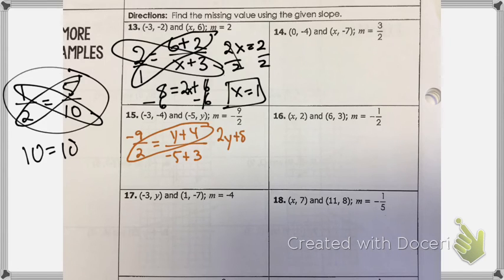So I'm going to do cross products, and I get 2y plus 8 equals 18. Okay? And cross products are always equal. That's why I can do it.